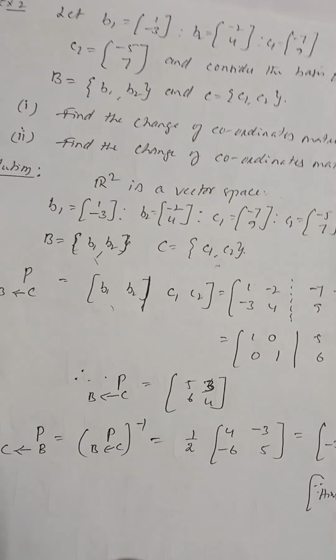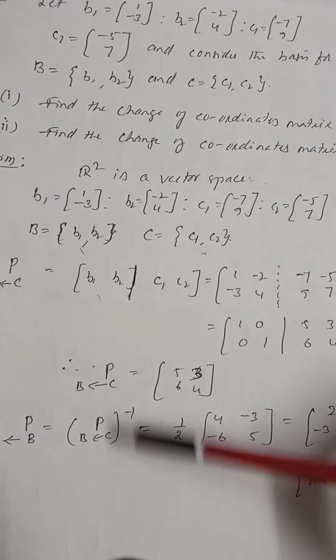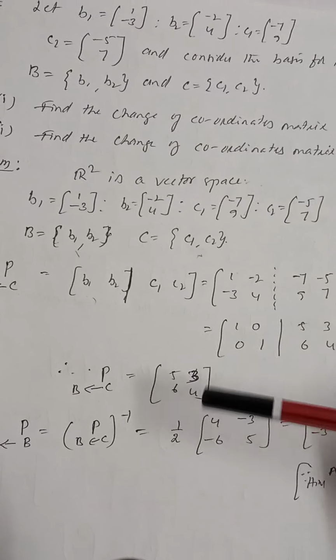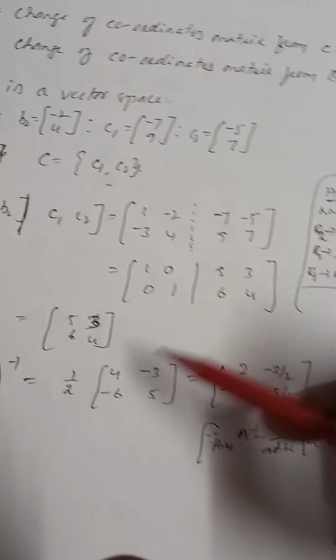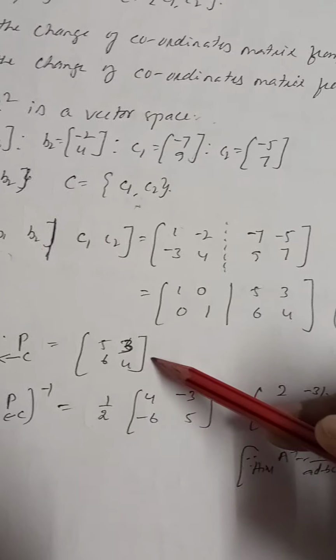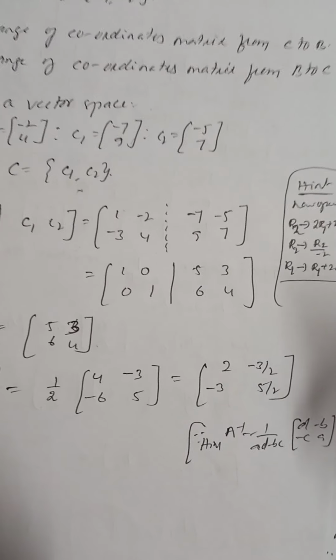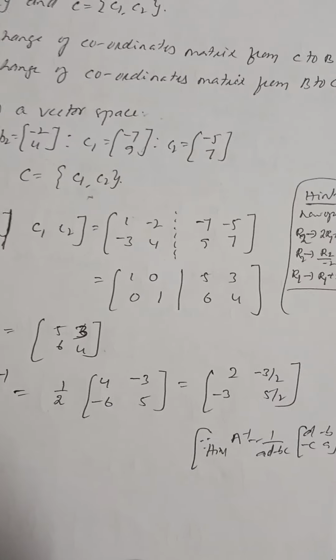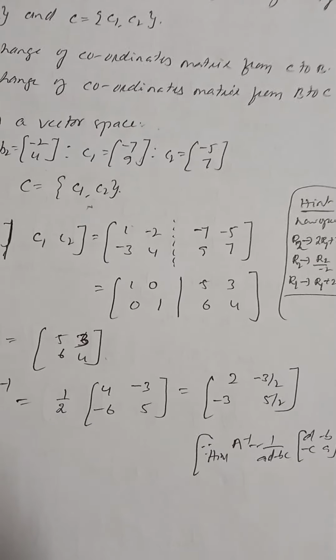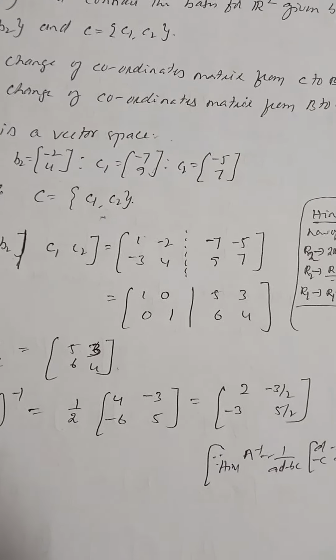Now if you want to find from B to C, B to C means just the inverse. The inverse of this matrix means 1 by (AD minus BC) times [D, -B; -C, A]. Simply find the inverse of this matrix. You will get the change of coordinate matrix from B to C.